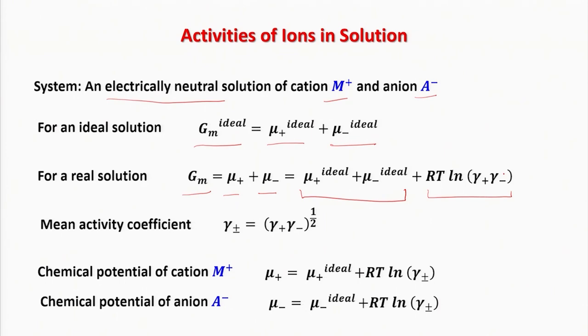Now, in interpreting these quantities, one finds it convenient to introduce a mean activity coefficient, which is nothing but a geometric mean of the activity coefficients of the cation and the anion respectively. And with this, the chemical potential of the cation M plus turns out to be its value in the ideal solution plus the contribution of the cation in a real situation. And here is the expression for the chemical potential of the anion, which once again preserves the form that in a real system, the chemical potential is going to be the ideal contribution plus a contribution coming from the deviation in ideality.